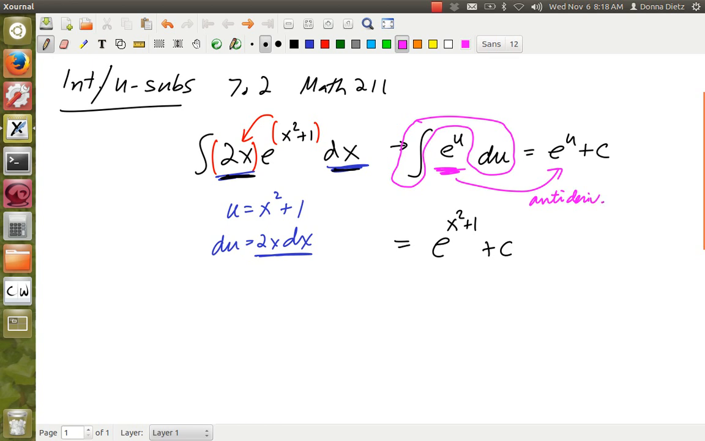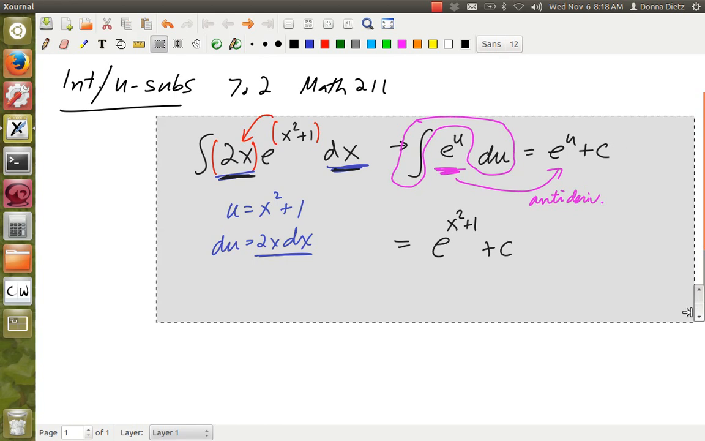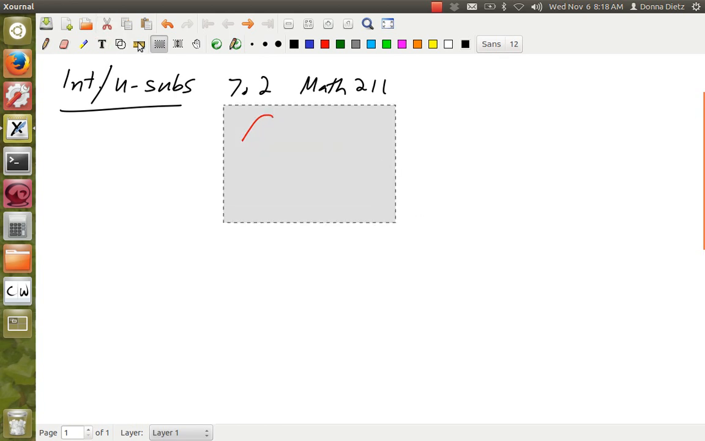And when you've actually taken the antiderivative, the step of taking the antiderivative is when that symbol disappears. Okay? The same thing when you're using u substitution. Alright, next problem.